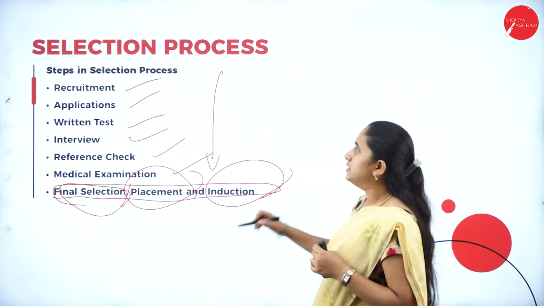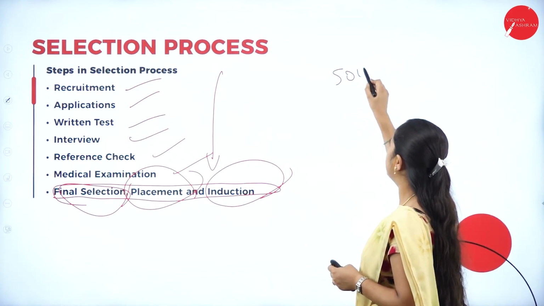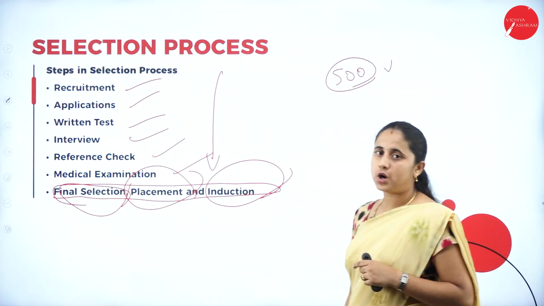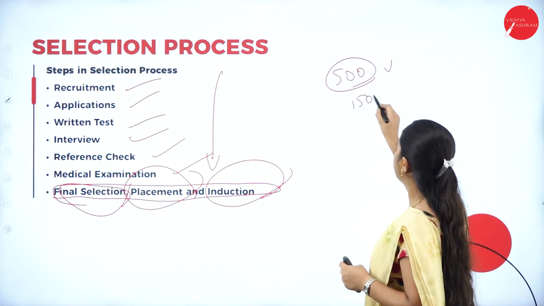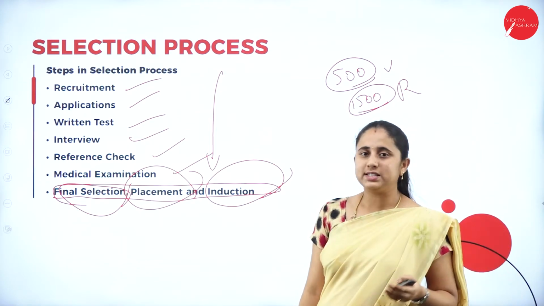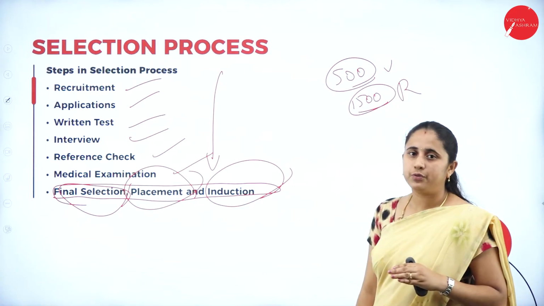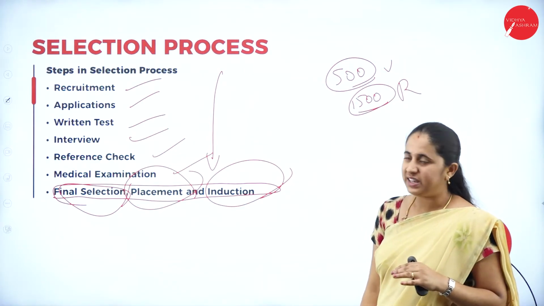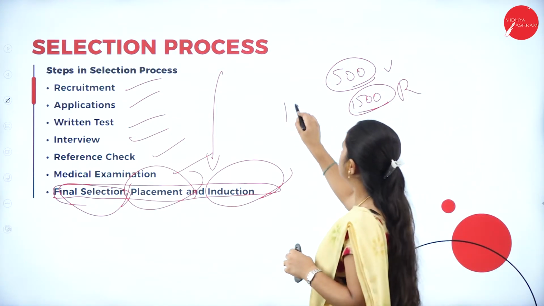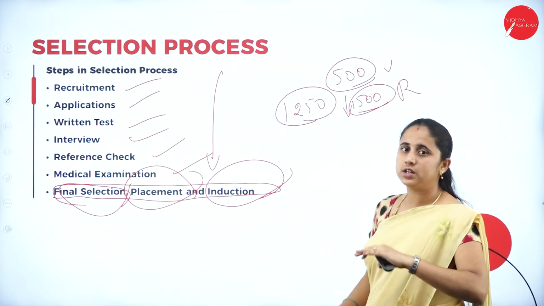For example, the number of vacancies is 500. Under the recruitment process, we will collect 1500 applications. So it's a recruitment process, it's a positive process. We accept all the applications from the candidates. Then we will eliminate some of the candidates, verifying their applications. After evaluating, we will reduce the number of applications to 1250. So now it's a negative process. Now, we'll try to reduce the number of candidates.